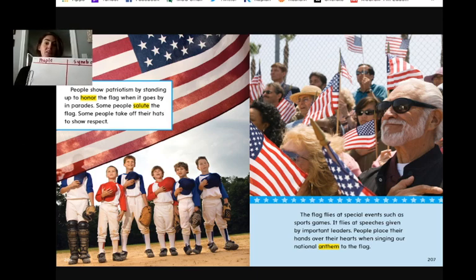I see someone taking off their hat, so let's write that under symbols, okay? Taking off your hat during the Pledge of Allegiance or the national anthem, right? That's a symbol of showing patriotism. Very good. What else is a symbol of showing patriotism?